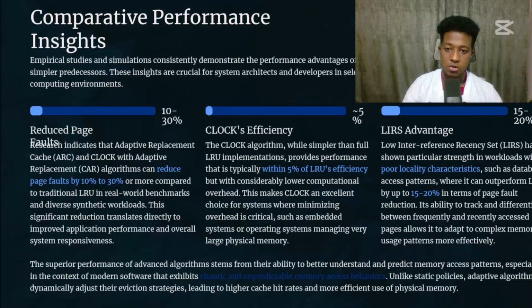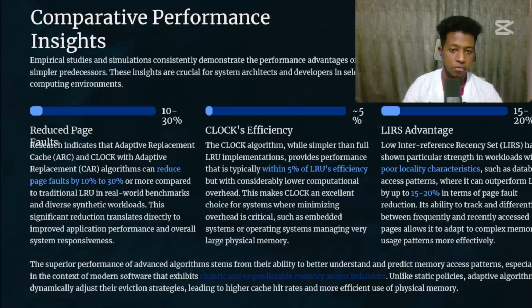And in the second chart over here we have clock efficiency. The clock algorithm, while simpler than full LRU implementations, provides performance that is typically within 5% of LRU efficiency, but with considerably lower computational overhead. This makes clock an excellent choice for systems where minimizing overhead is crucial, such as embedded systems or operating systems managing very large physical memories.